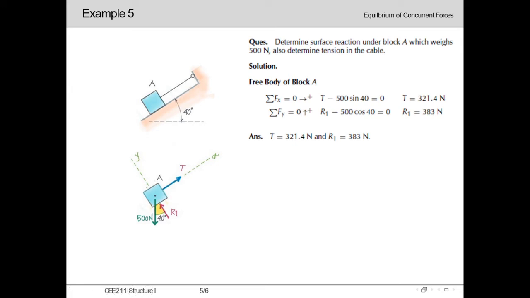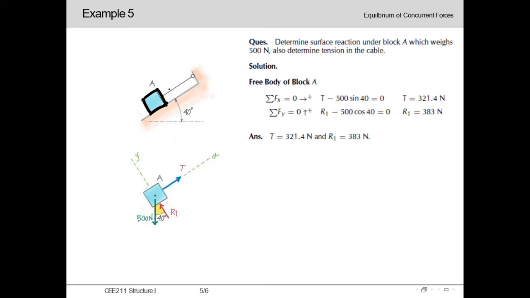So here is example 5. In this example 5, we are asked to determine the surface reaction under block A. This is our block A, which weighs 500 Newton. So it has a self weight of 500 Newton. Also determine tension in the cable.